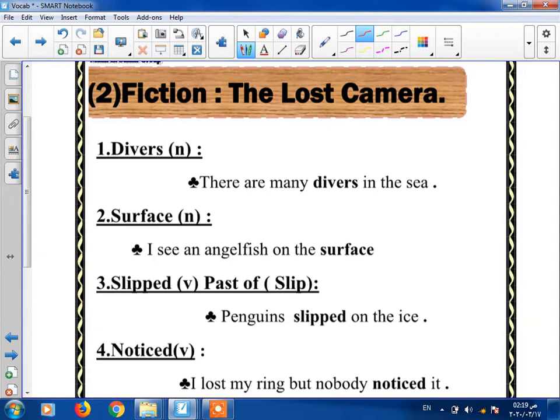Number one, we have diver. Diver is a noun. A diver is a person who goes under the water, he swims in the deep of the water. So, we say the diver swims under the water. Divers come from this verb, dive. When I say the divers dive under the sea. There are many divers in the sea. This is the first word.